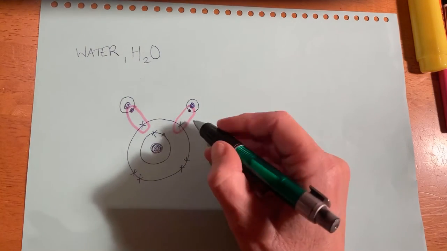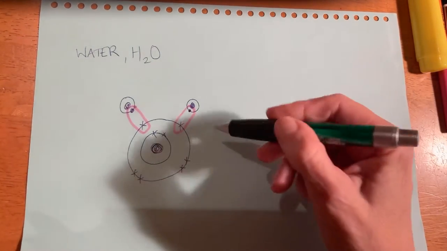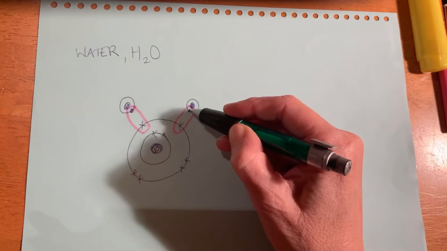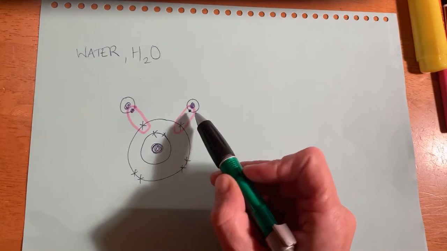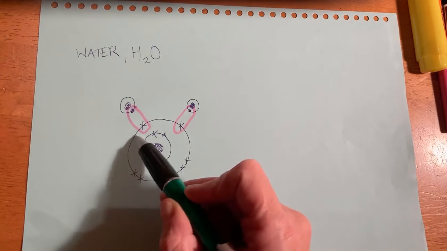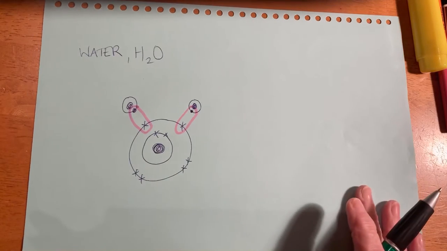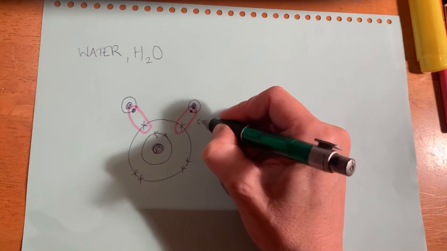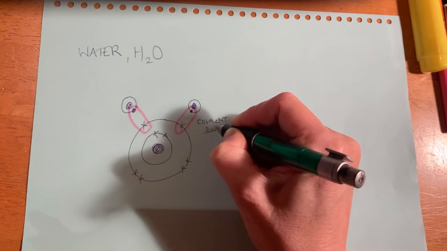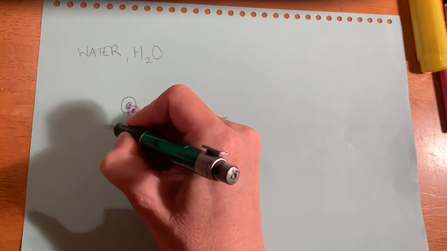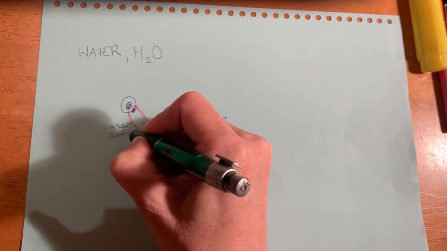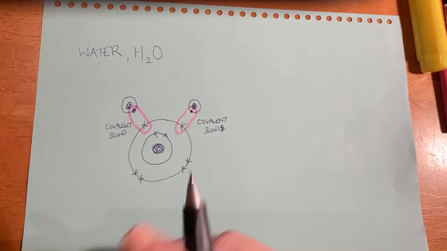Okay, so when they're shared, if you look at each hydrogen atom, it's got 2 electrons, so it has a full valence shell. And if we include these 2 electrons in this shell here, then the oxygen has 8. So in water there are 2 covalent bonds.